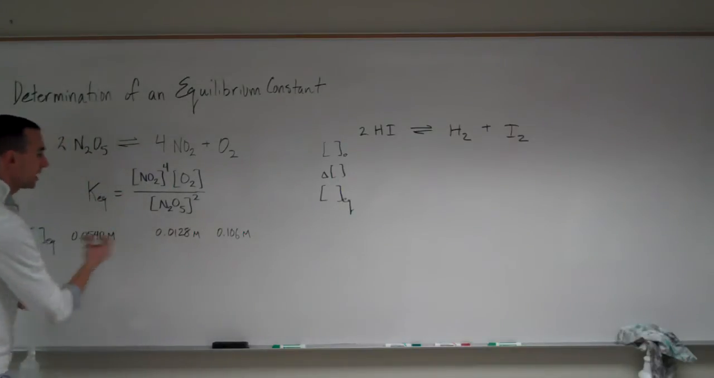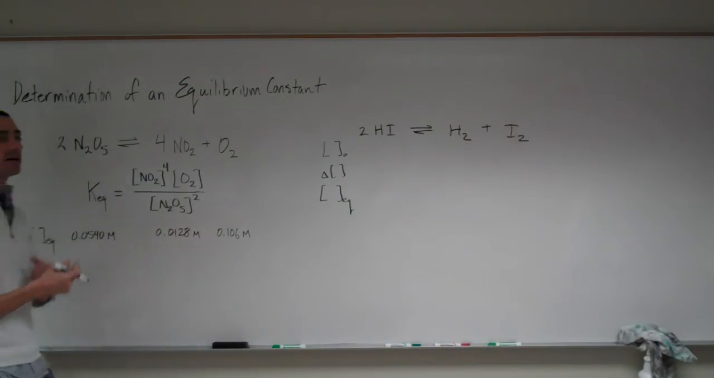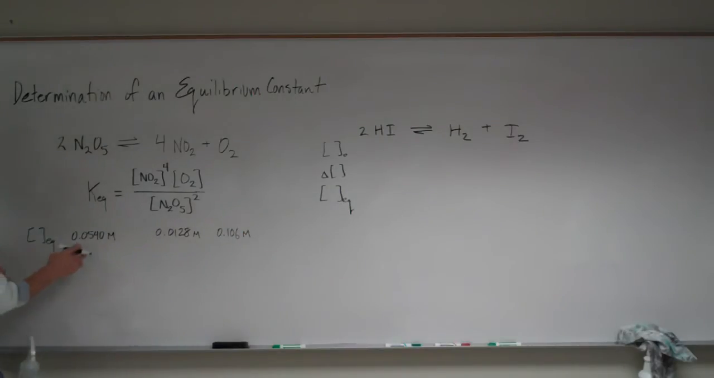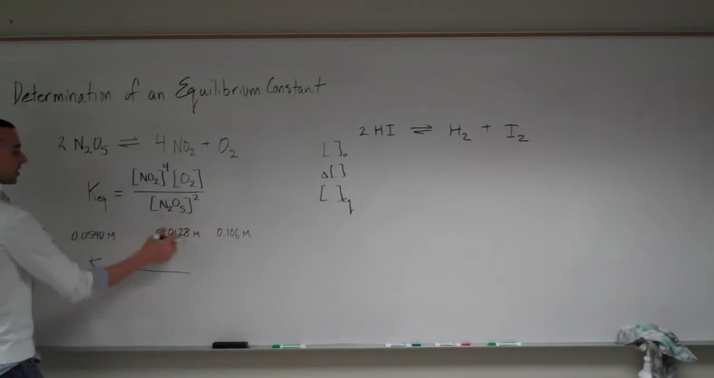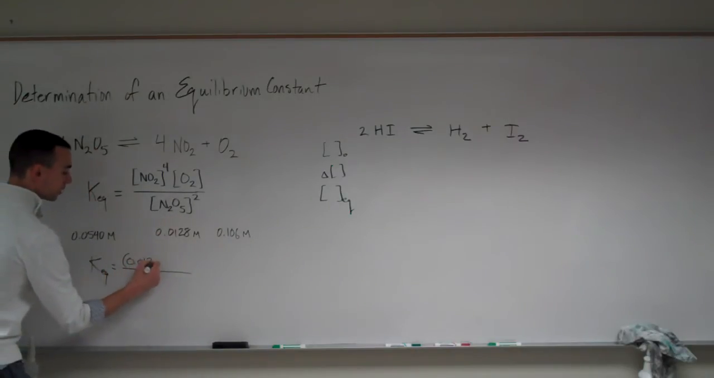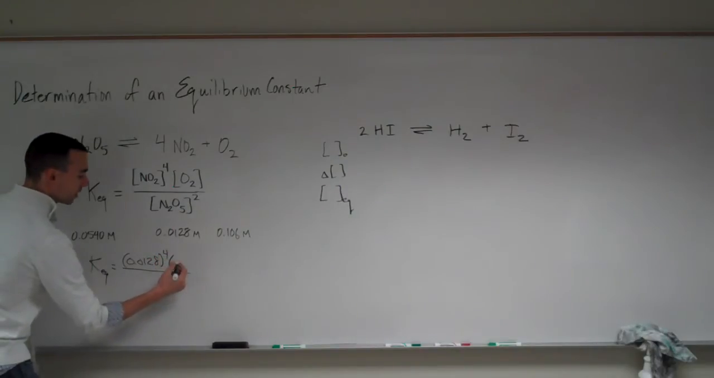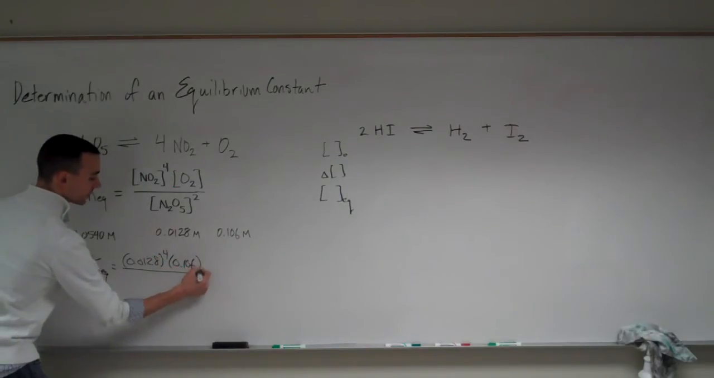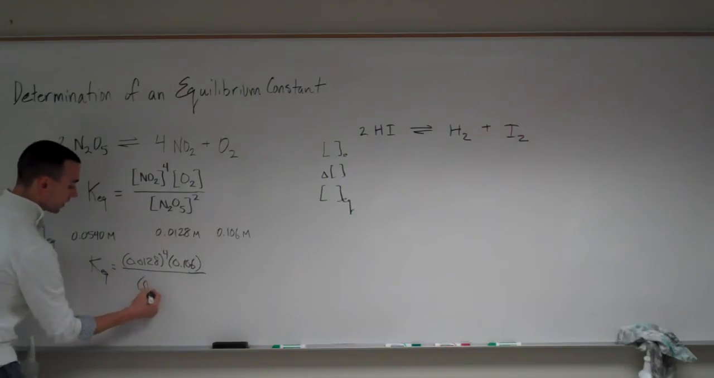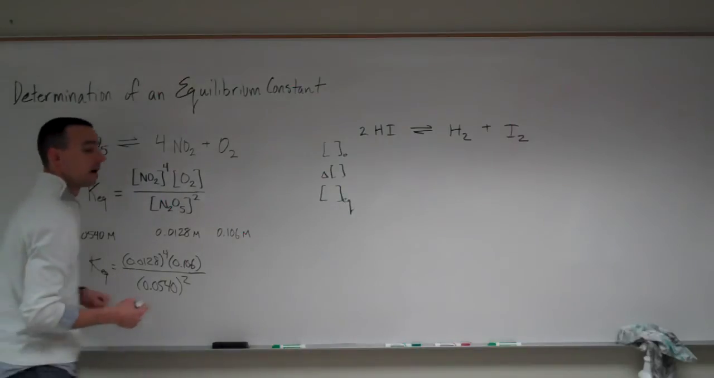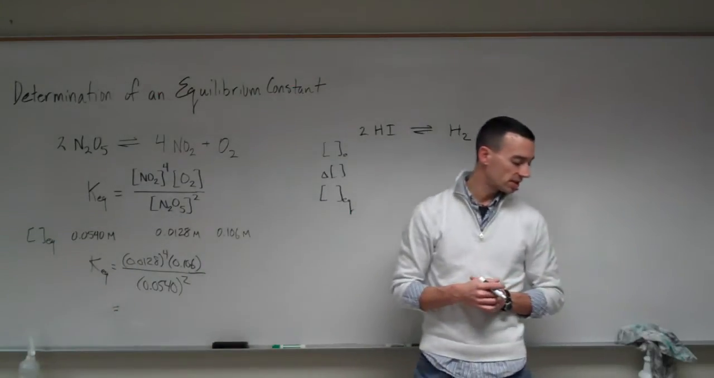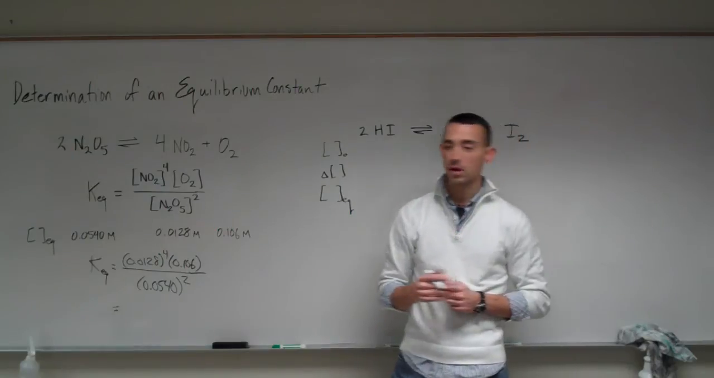Question 2 follows up directly on this first question, saying, all right, well, calculate the value of the equilibrium constant if you have measured these 3 concentrations at equilibrium. So our Keq would simply be, we'd plug in our numbers. Our NO2 number, 0.0128 raised to the 4th power, times oxygen, 0.106, divided by 0.0540 squared.